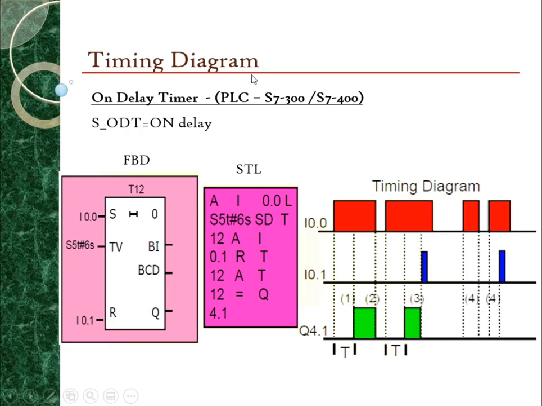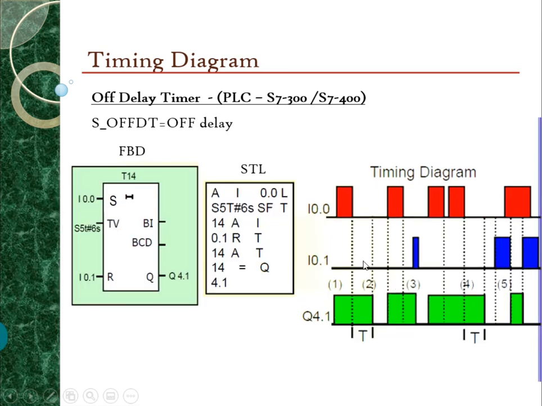So if you look into this timing diagram, I repeat again, this timing diagram. I0.0 is a trigger input to the timer. For on delay timer, when the trigger input is turned on, it will start the timing here. Once the timer has completed, only then the output will be turned on. However, in off delay timer, when the input trigger is turned on, the output is already turned on, but the timer is not yet. So when you turn off the trigger input, only then the timer will start counting. And once the timer has done, it will turn off the output here.